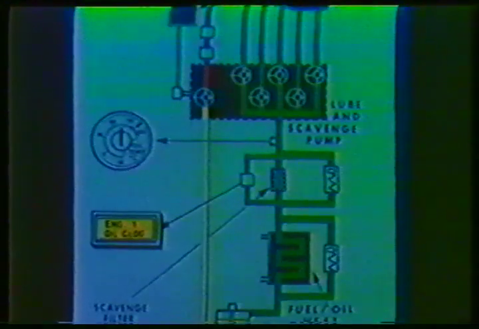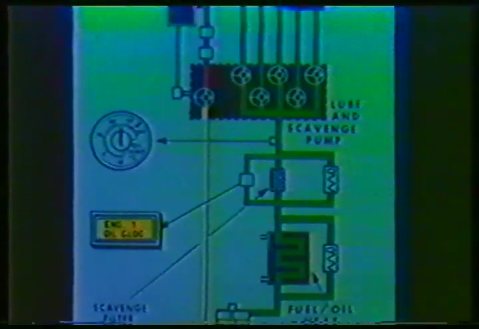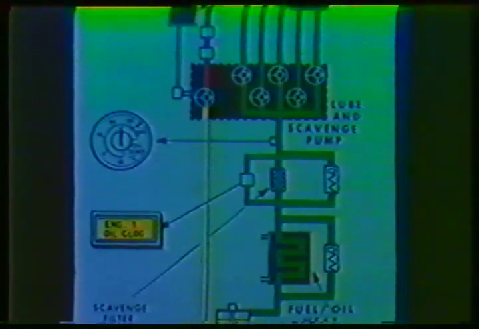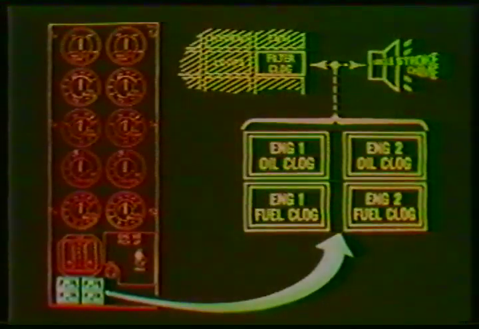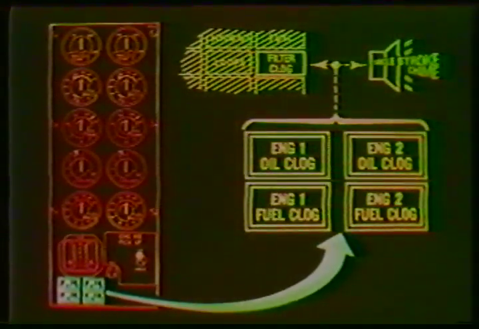Then the oil passes through a filter that is protected by a bypass valve. The oil is then cooled by a fuel oil heat exchanger and returns to the tank. Blockage of the filter is indicated by an oil filter clog light on the second officer's panel.